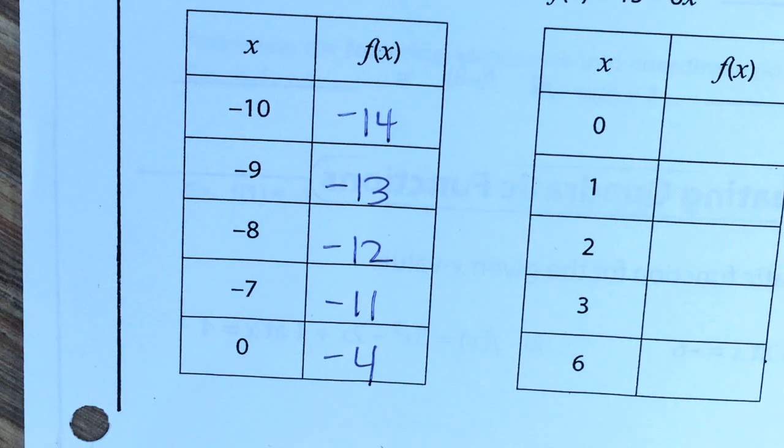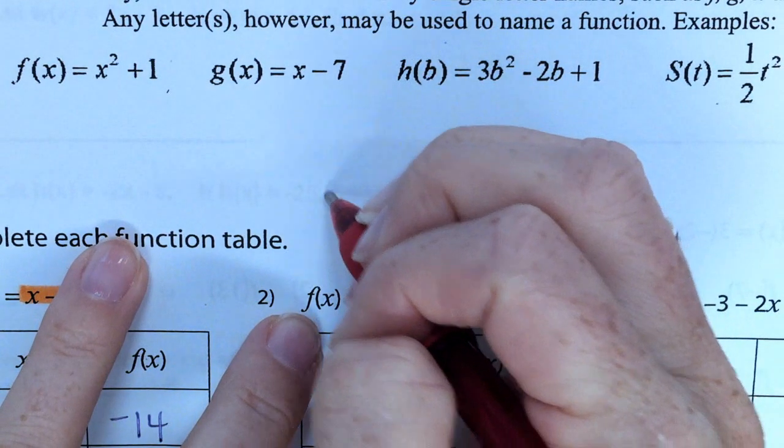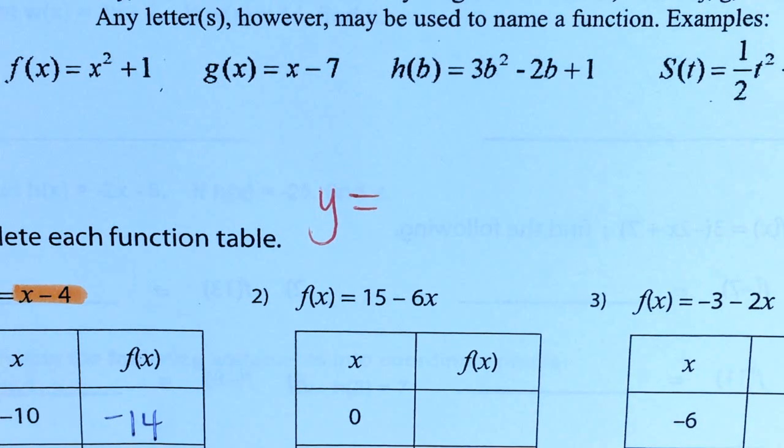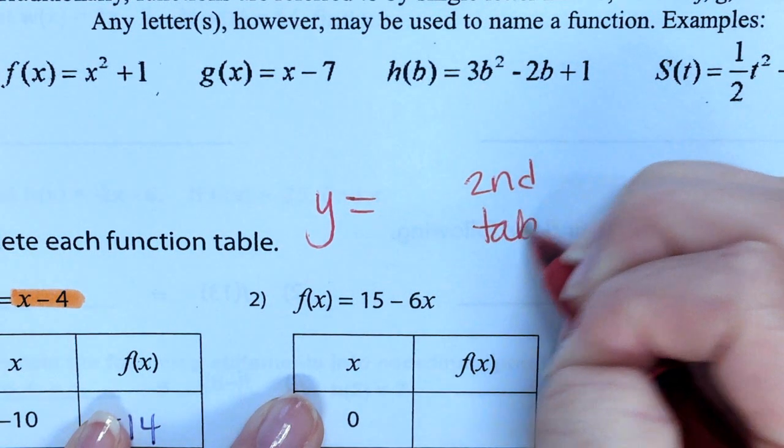So you can do these in your head if they're easy, but when you get to the hard ones, you would have to put them in your calculator. Now, here's what's really cool. Your calculator will put a function in for you and make the table. So that's what I'm going to teach you right now. To do it in your calculator, you're going to push your y equals button. And then you're going to go to second table.